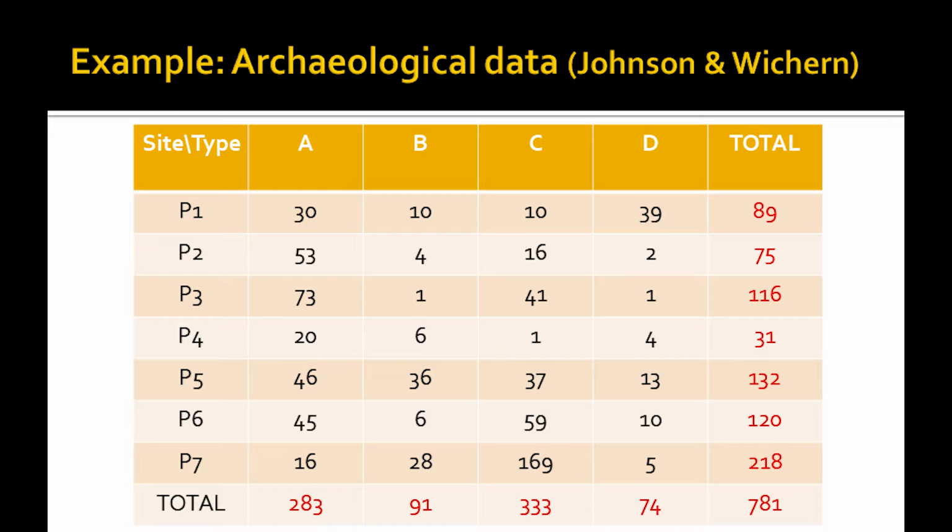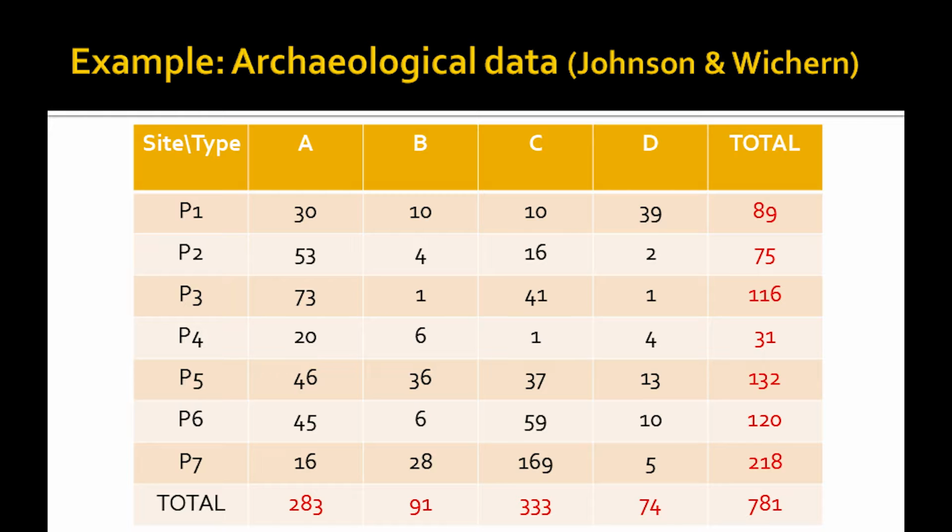Similarly, if we look at the 6th row, it gives us the distribution over the different sites of the type 6 pottery. So there are 120 such potteries found, and 45 of them came from A, 6 from B, 59 from C, and 10 from D. So these are referred to as the row profiles, and we'll look at them in detail.